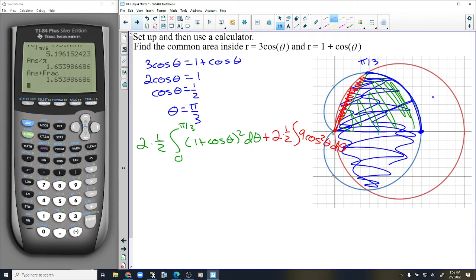Any questions on kind of understanding that? You got to be able to see it, though. That gets a little tough.